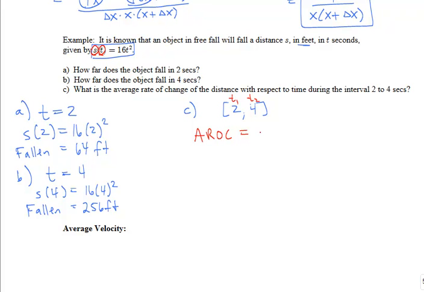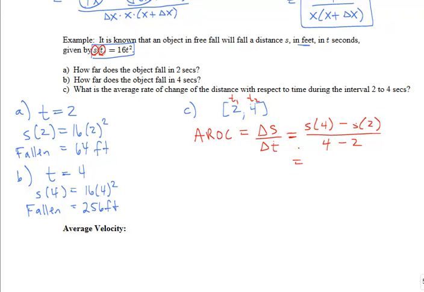So if you will, this formula for average rate of change is change in position or change in distance over change in time. So what we need to do is find the two distances that correspond to these two times, and we're going to subtract them to find that change in distance. So we would want to know the distance after 4 seconds minus the distance fallen after 2 seconds, and then we'd want to divide that by the difference in the two times, 4 minus 2.